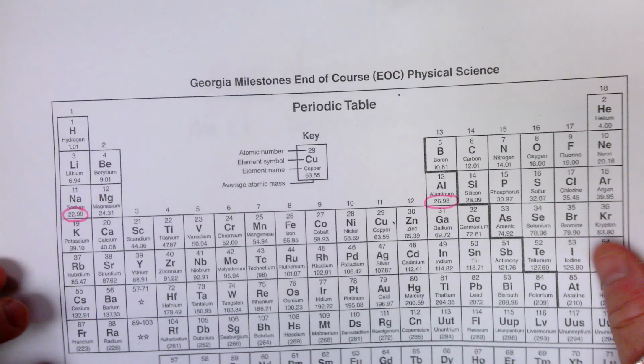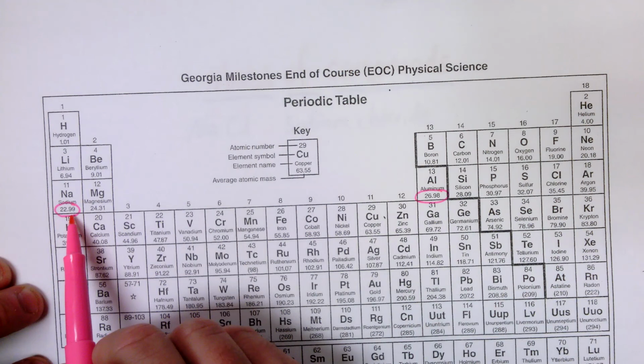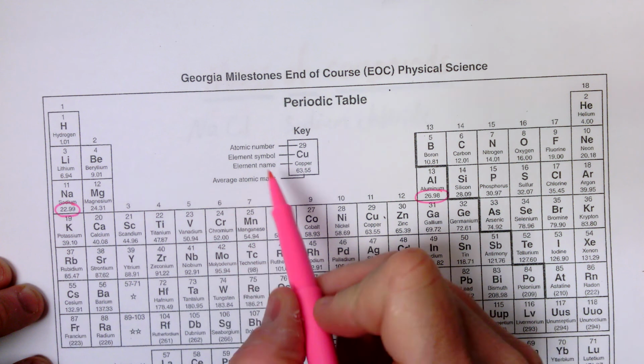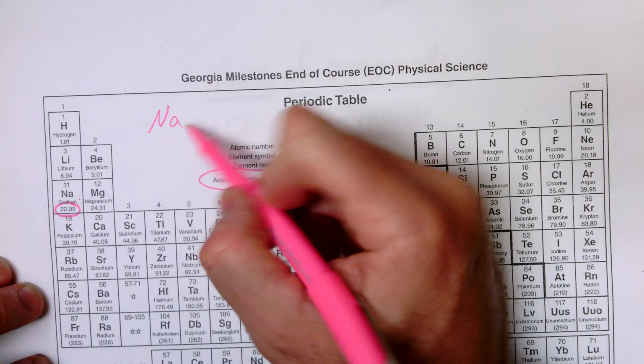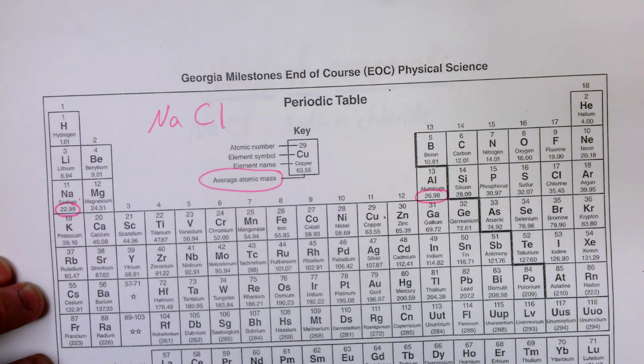Now, on the periodic table, you have this number underneath the symbol, or underneath the name. And you know what this is. This is the average atomic mass. This is, in simpler but incorrect terms, what the atom weighs. It's how much stuff makes up that atom. And by stuff, we're talking about protons and neutrons. Remember, electrons don't really count because they don't weigh anything. They are almost massless.